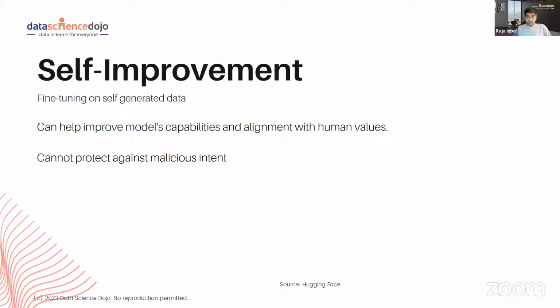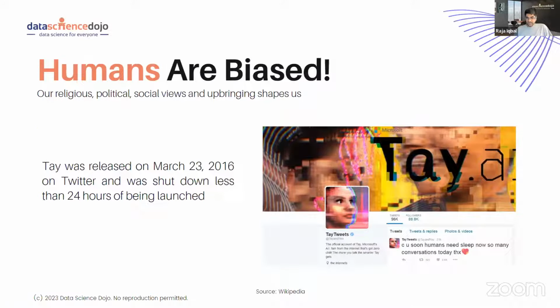It works very well in practice, but it cannot protect against any malicious intent. For example, if I am trying to intentionally mislead the model, I think that's the best way to characterize it.